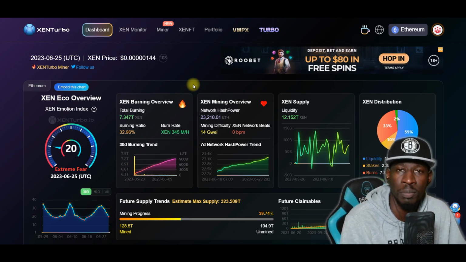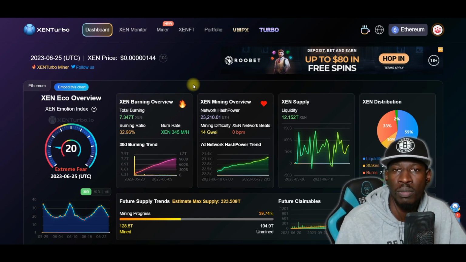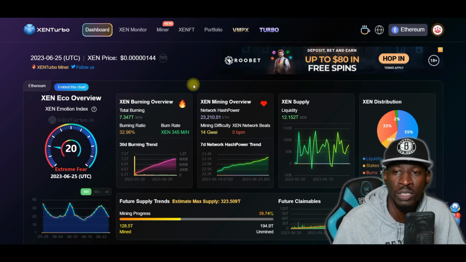But Xen is just an experiment. If it fails, hey, we still got something else. Stay diversified. The idea is to stay diversified.